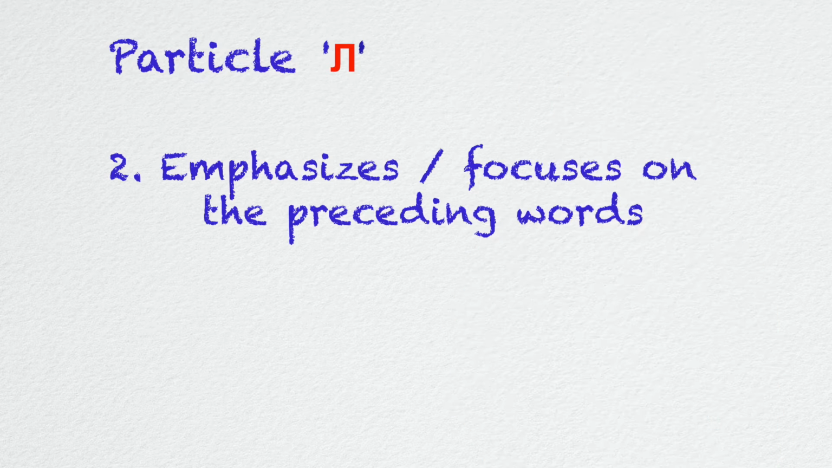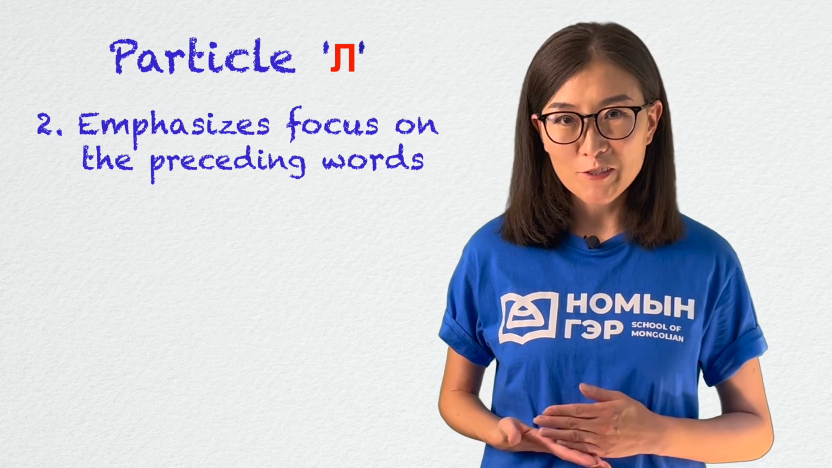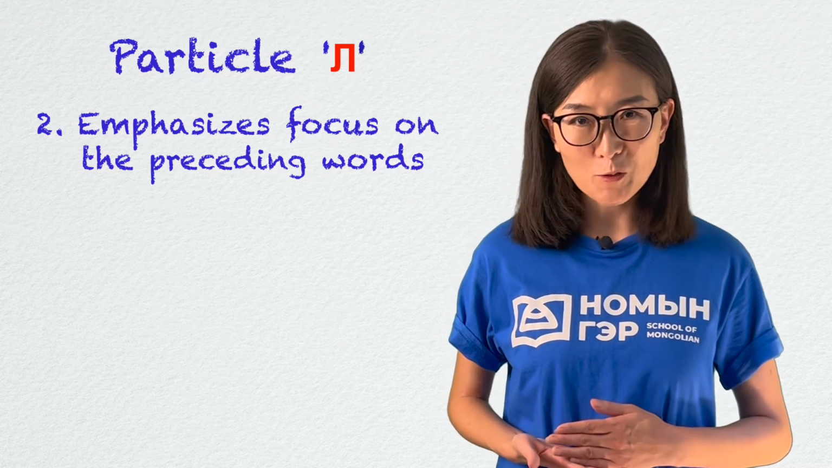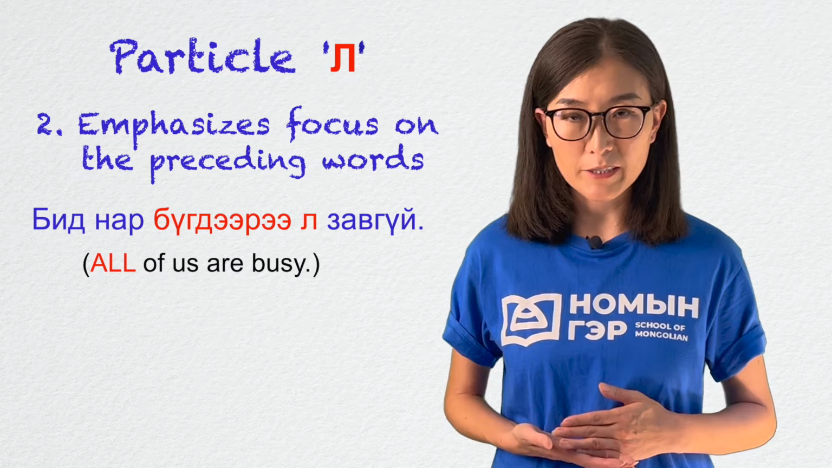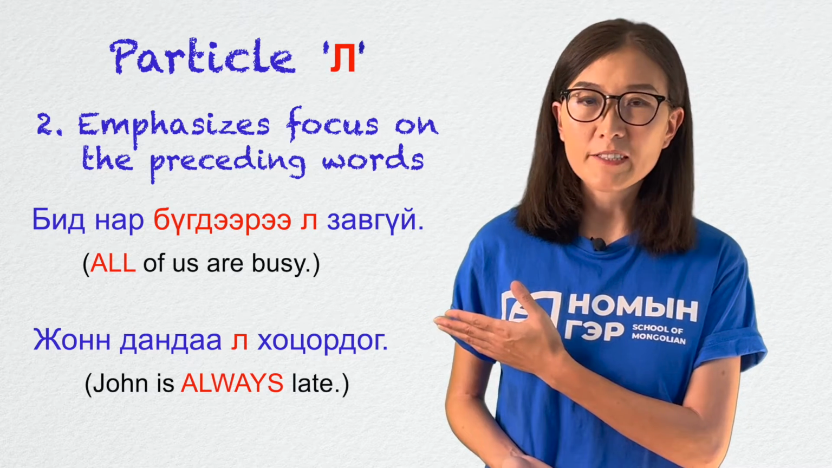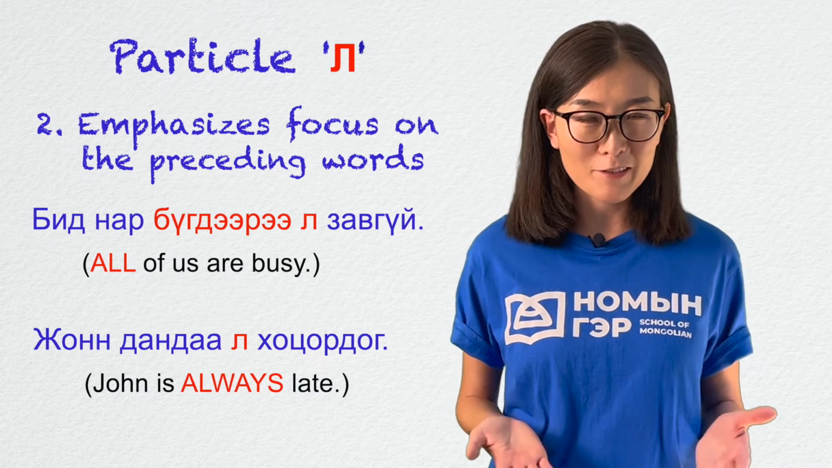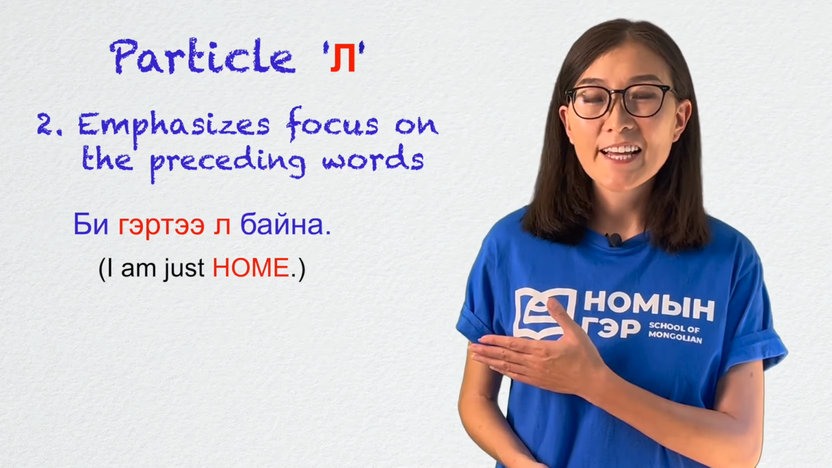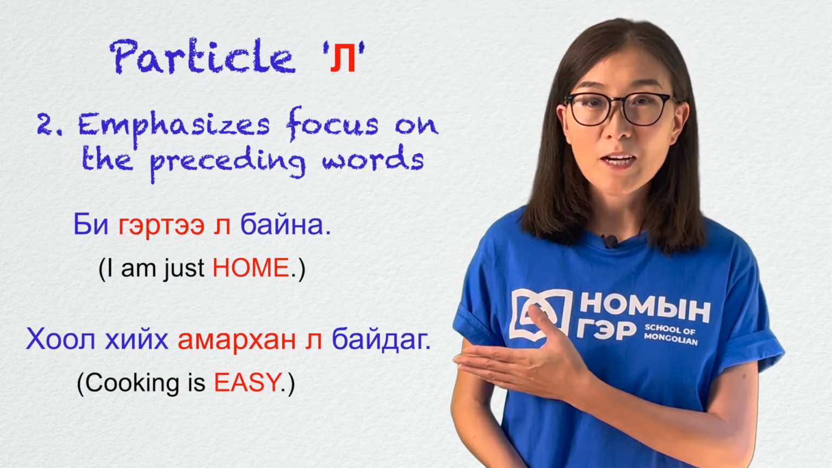Here's another one. We can use the particle il to put emphasis and focus on the preceding word. Бид нар бүгдээрээ л завгүй. All of us are busy. John дандаа л хоцордог. John is always late. I guess if you follow our videos, you will learn a lot about this guy John. Би гэртээ л байна. I'm just home. Хоол хийх амархан л байдаг.